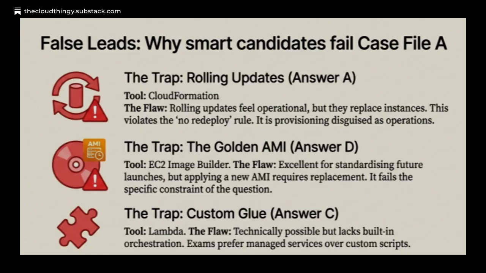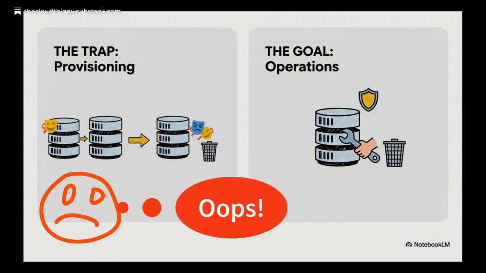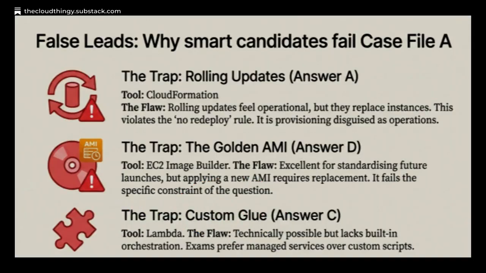Option A, rolling updates, sounds like you're just managing things, right? But you're not. Rolling update works by killing your old instances and spinning up new ones to replace them. That is a provisioning action. It replaces infrastructure, which is exactly what the question told us not to do.